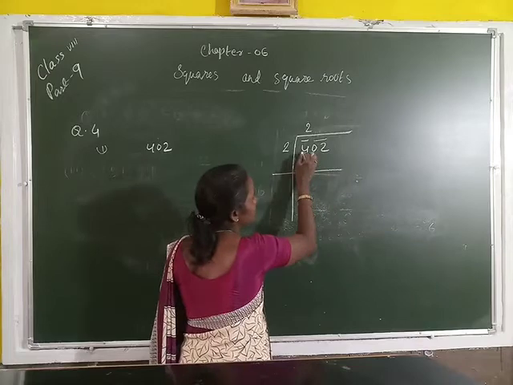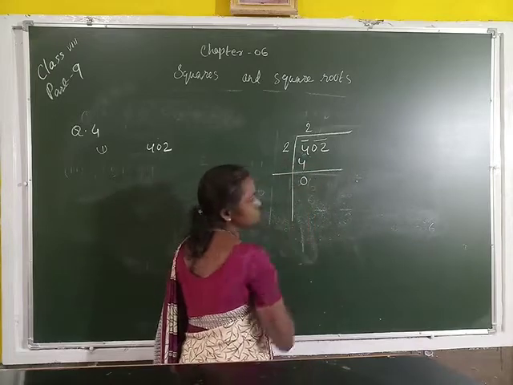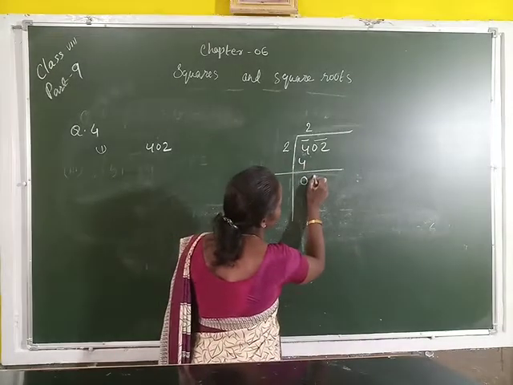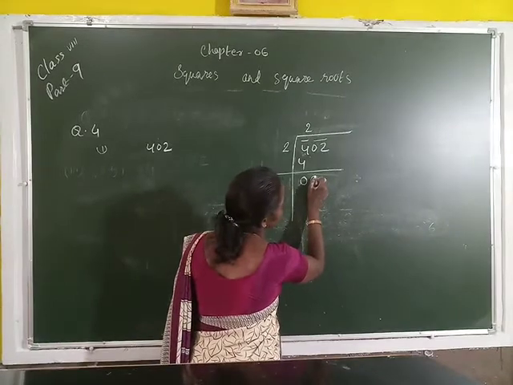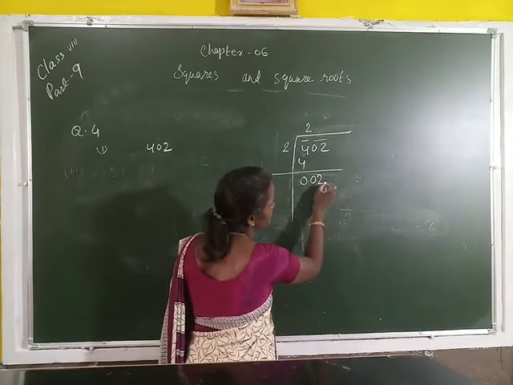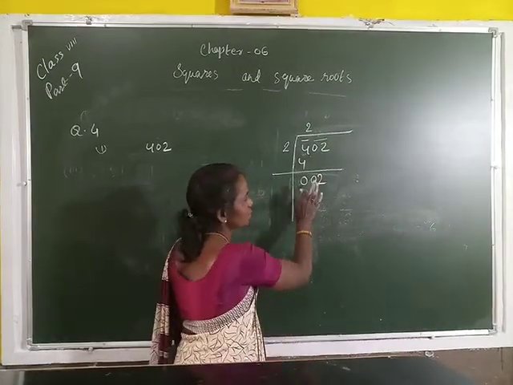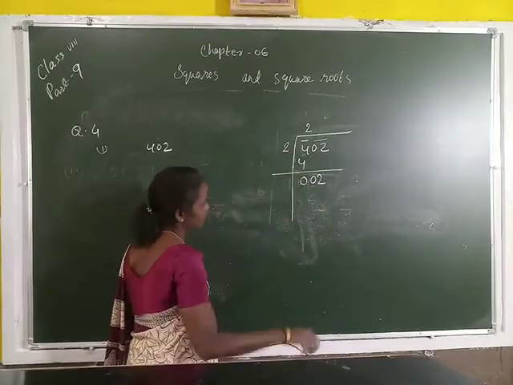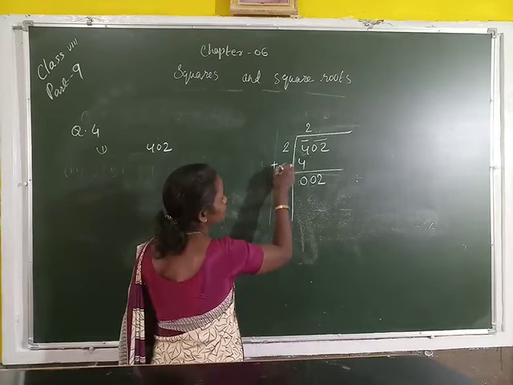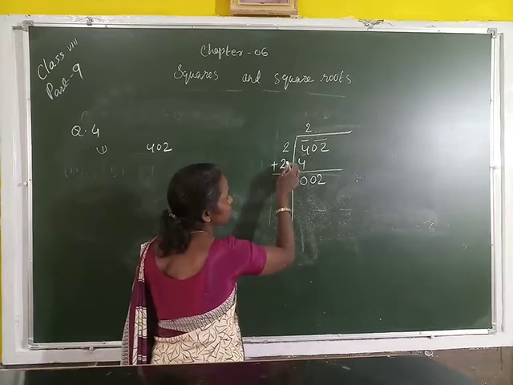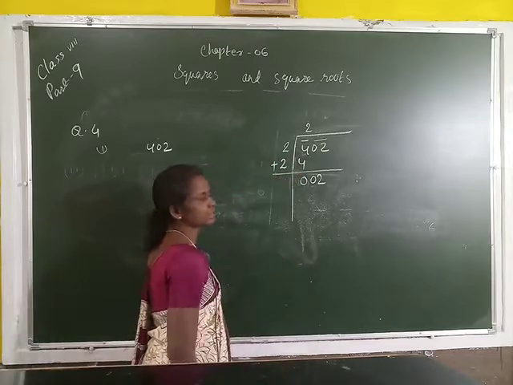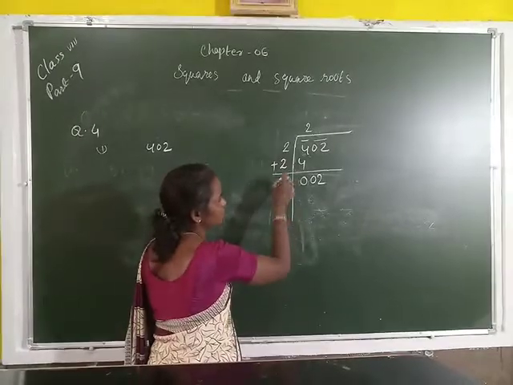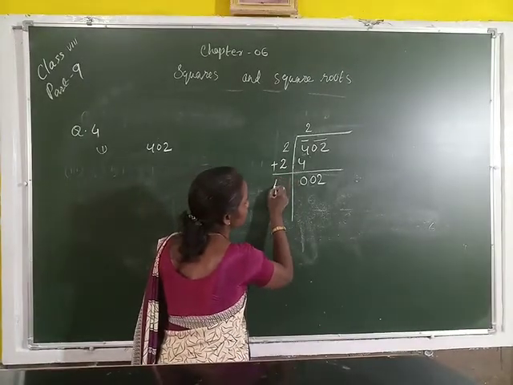So 4 minus 4 is 0. Then the next number, 02. We get which number? 2. Then the next remainder. Sorry, next divisor place, which number? Double of this 2. Double of this 2 is 4.